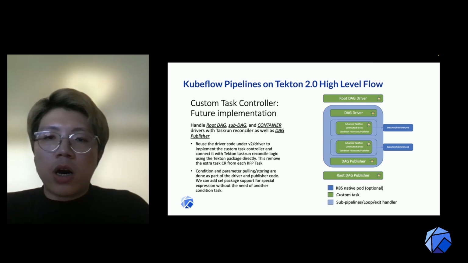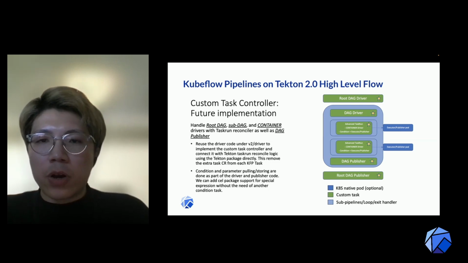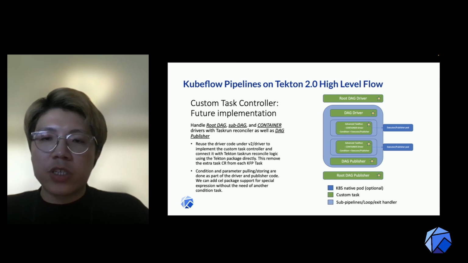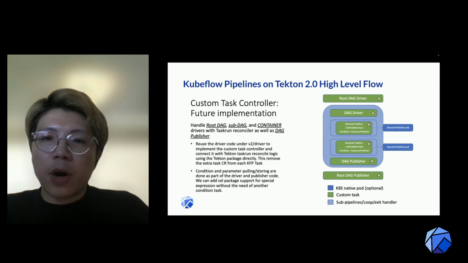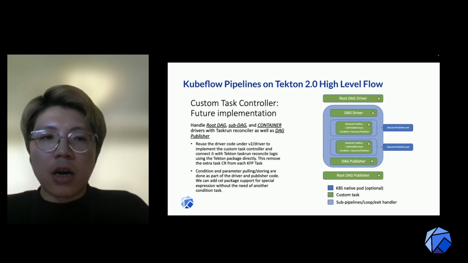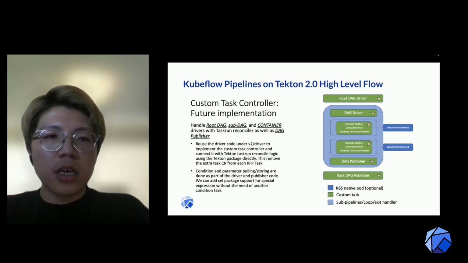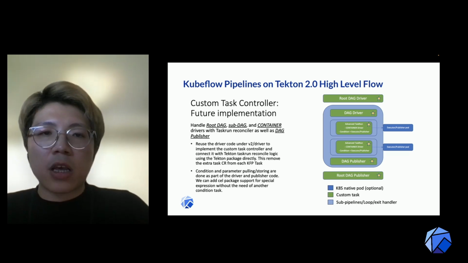So in this case, if we have no subDAG, we will only need the root DAG driver, the root DAG publisher, and then just two main advanced task run CRs. That is just 4 CRs, and then at most you will only have 2 pods running the actual executions. So this is a very optimal design that we see could run on Tekton. This is what we want to approach in future designs when we make Tekton a little more optimal to run on Kubeflow Pipelines.